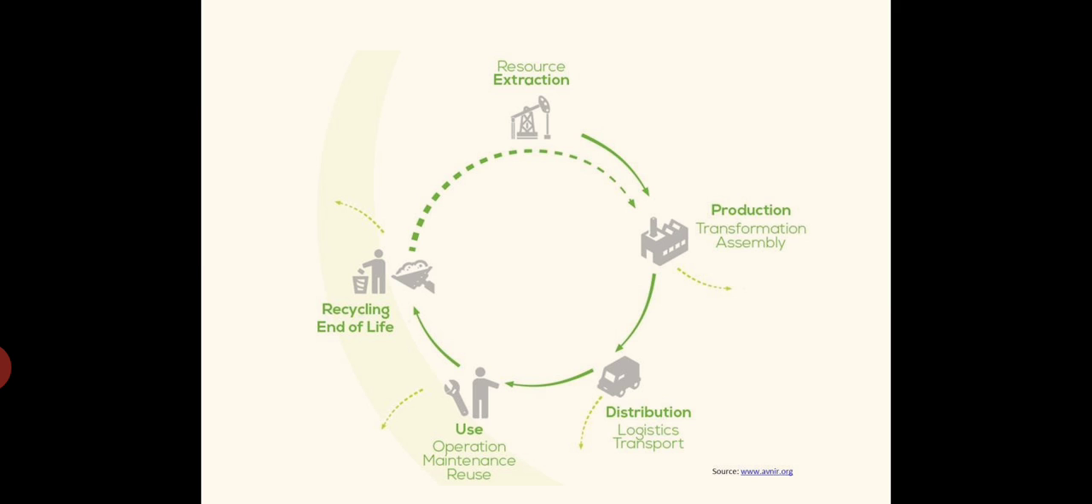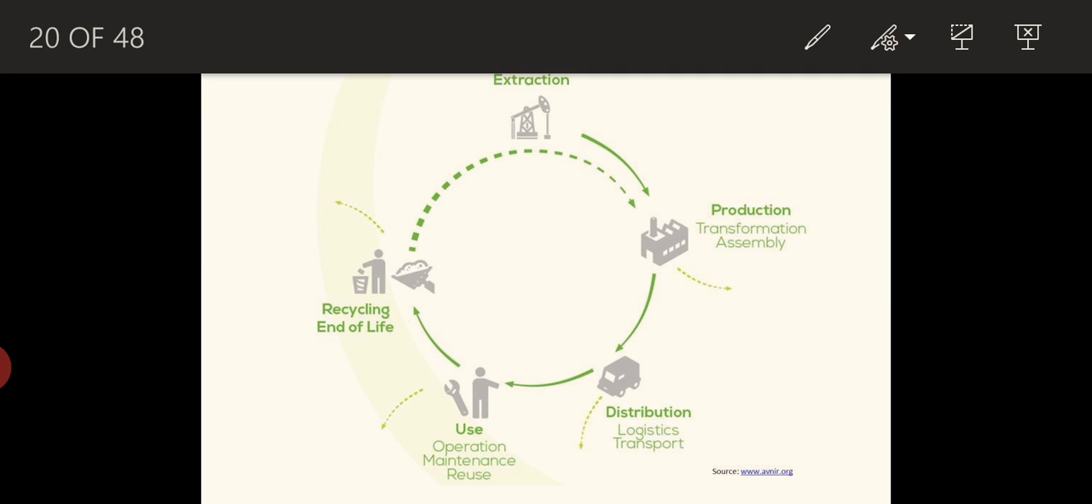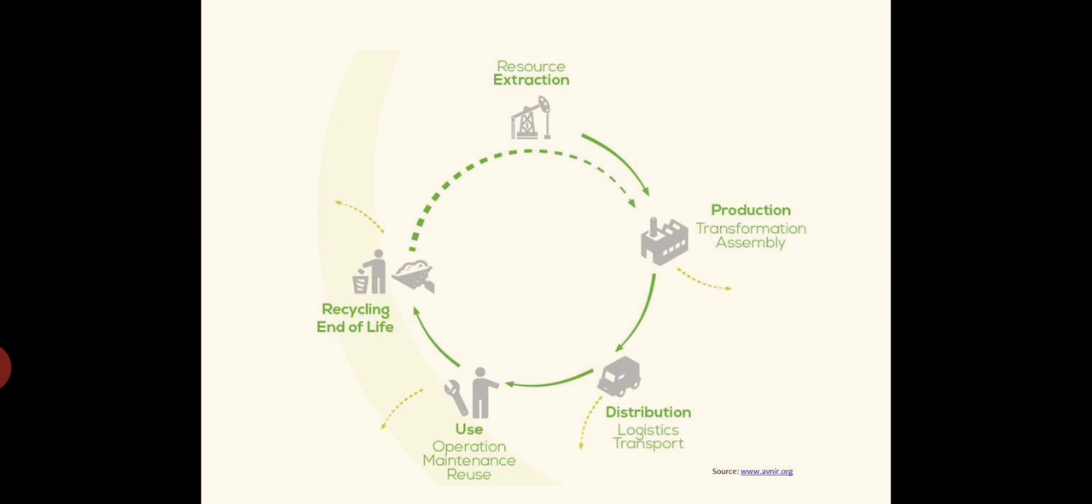See, recycling, end of life. So if anything can be reused, that will be carried to the resource extraction phase. That is, instead of using new raw material, we will be using raw material from the recycled product. That is the advantage. In that case, we can reduce the raw material consumption. That is another advantage. So these are the simple steps to explain the life cycle analysis.